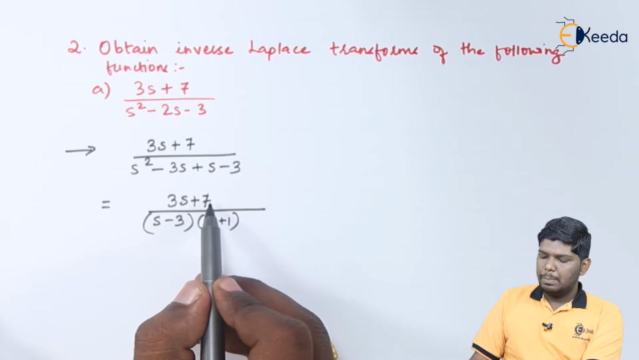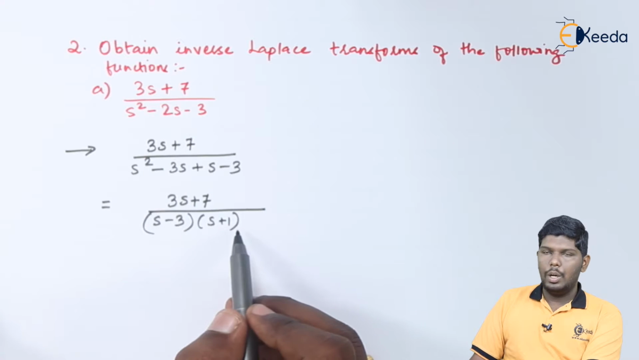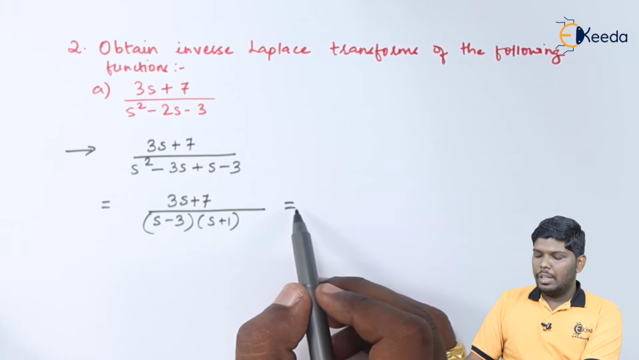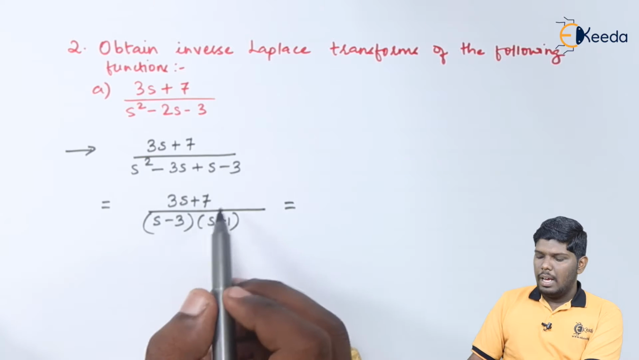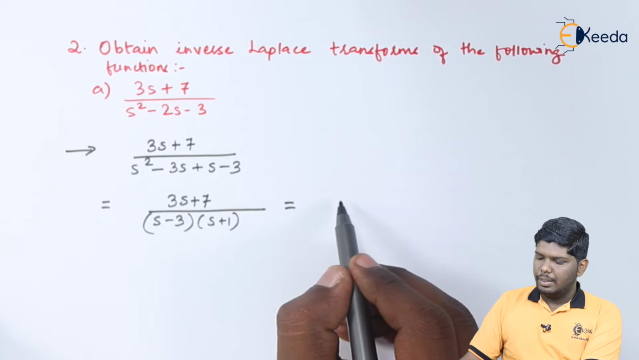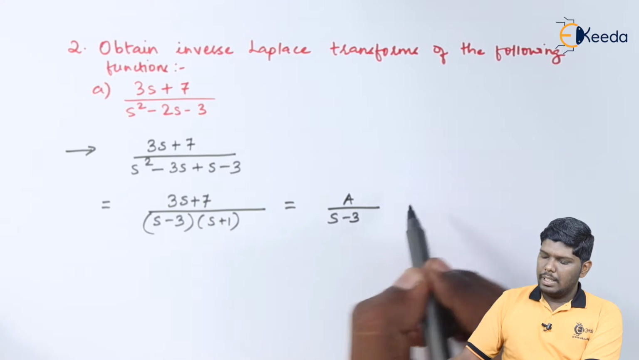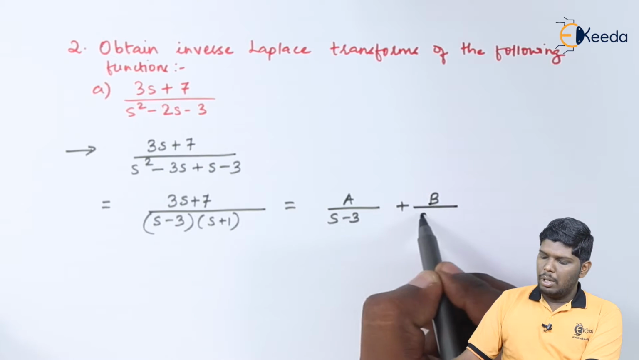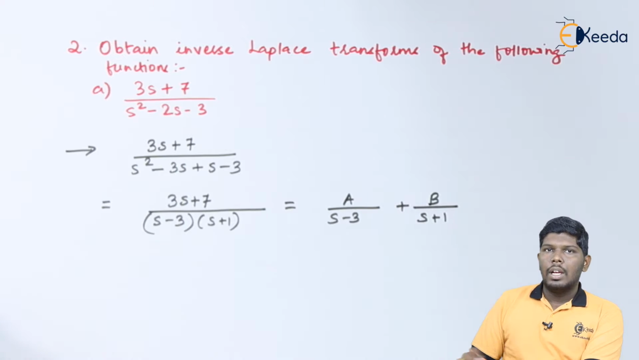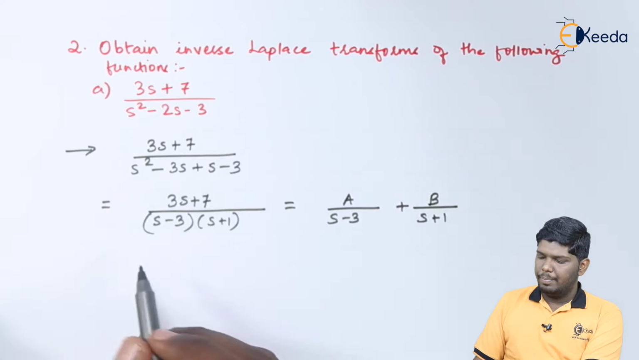That will give you 3s plus 7 upon s minus 3 into s plus 1, which can be further converted in partial form, as this is a rational form. For that, we can write it as a upon s minus 3 plus b upon s plus 1. Now, we have seen in the chapter integration how to find the values of a and b.